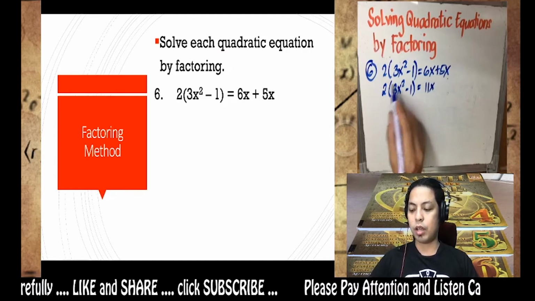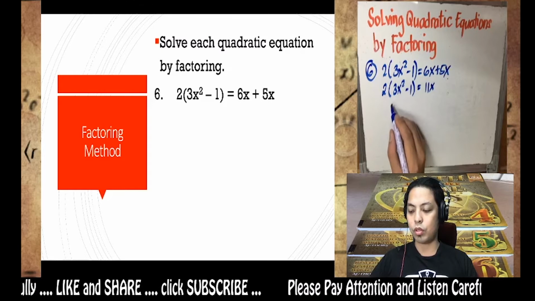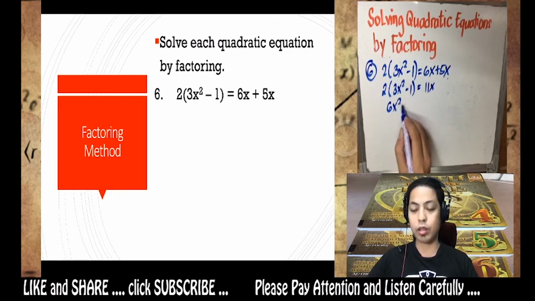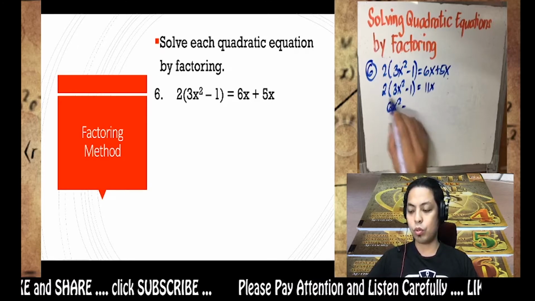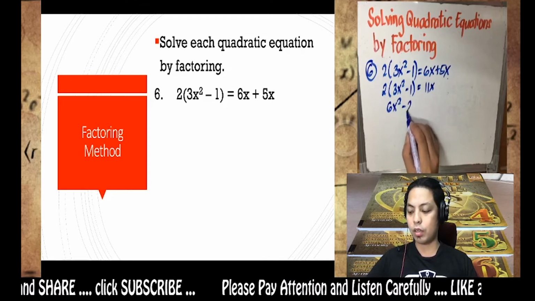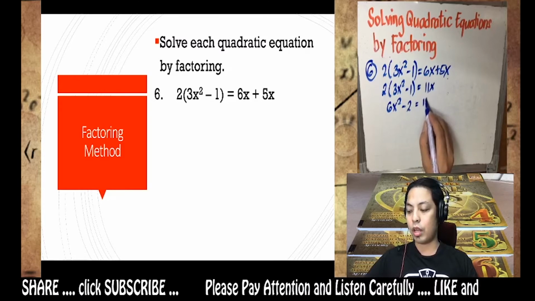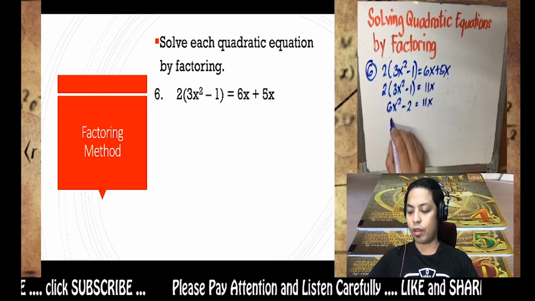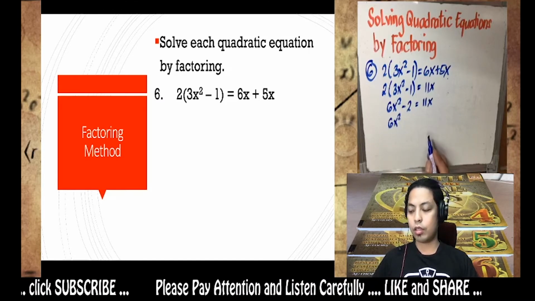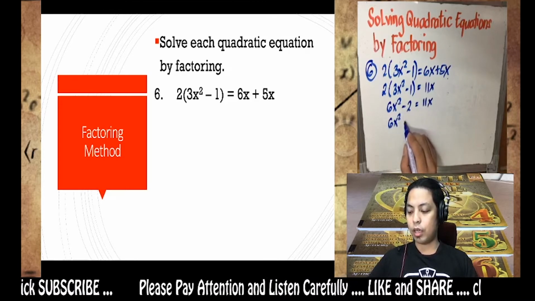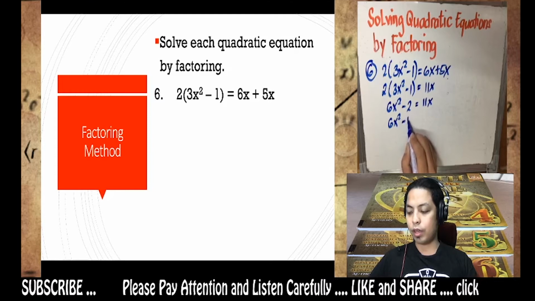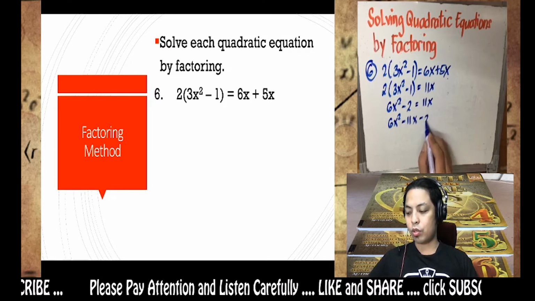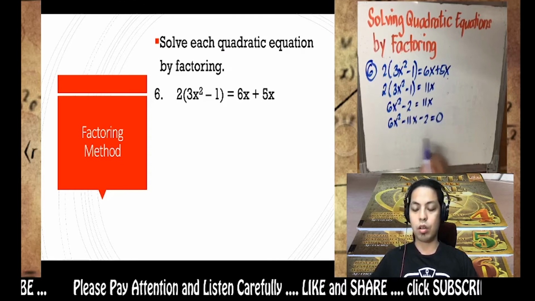Here, let's distribute. 2 times 3x squared is 6x squared, minus 2 times negative 1 is negative 2, is equal to 11x. So we have 6x squared. Move 11x to the other side, it becomes negative 11x, minus 2 is equal to 0.